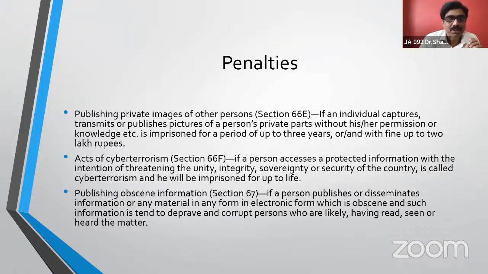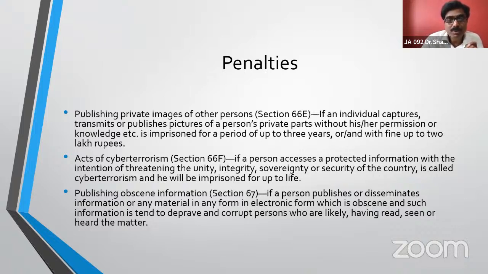Next, acts of cyber terrorism, section 66F. If a person accesses protected information with the intention of threatening the unity, integrity, sovereignty, or security of the country, it is called cyber terrorism. He will be imprisoned up to a lifetime. So this is a serious crime.